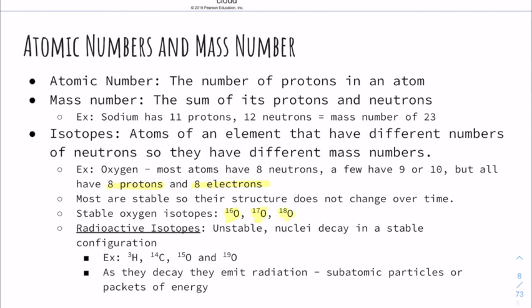We also have what are called radioactive isotopes. They're very unstable. They're looking for ways to add more electrons to their outermost ring. So some examples is we have a hydrogen 3, a carbon 14, oxygen 15, and an oxygen 19. Radioactive isotopes tend to decay, and they will actually give off radiation. There's subatomic particles, and then there's also packets of energy.